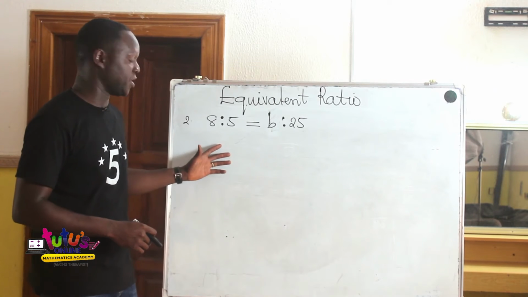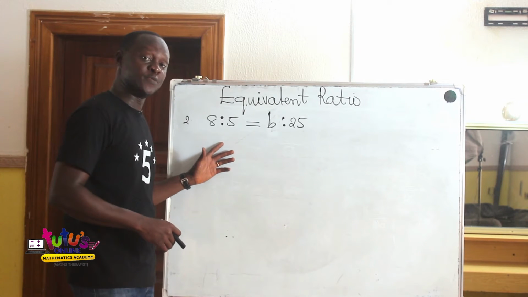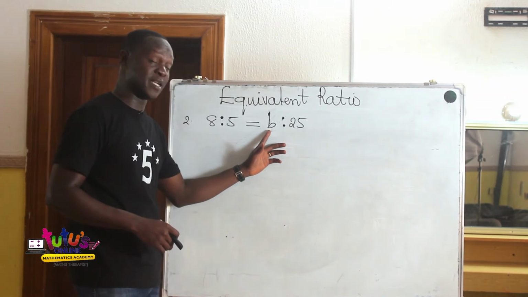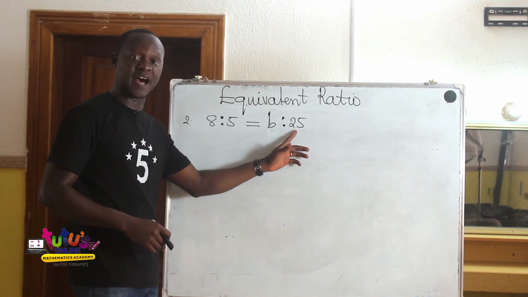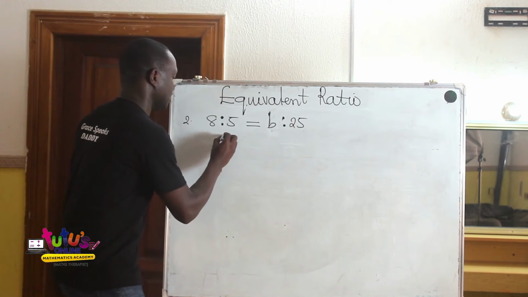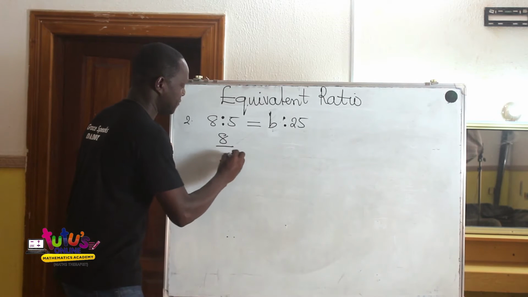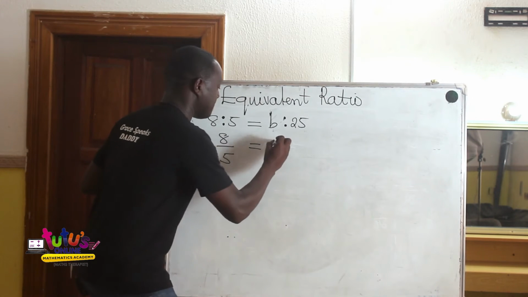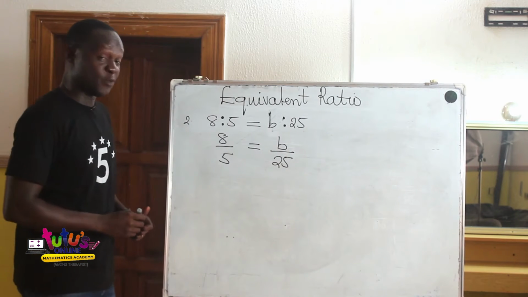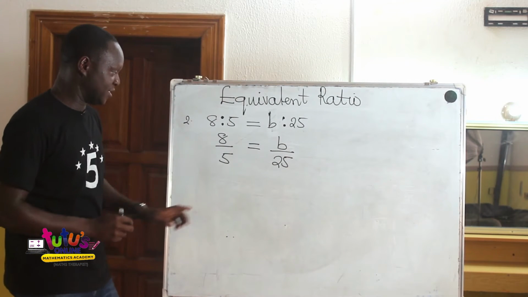Now this is number 2 question on equivalent ratio. 8 ratio 5 equal to B ratio 25. Now what do you do first? Convert to fraction. 8 over 5 is equal to B over 25. Like we did in the previous one. Remember, check the denominator.